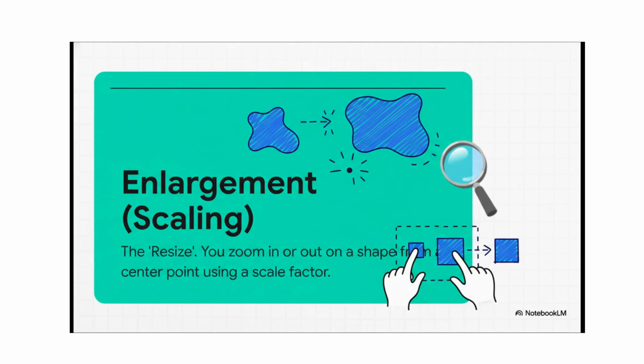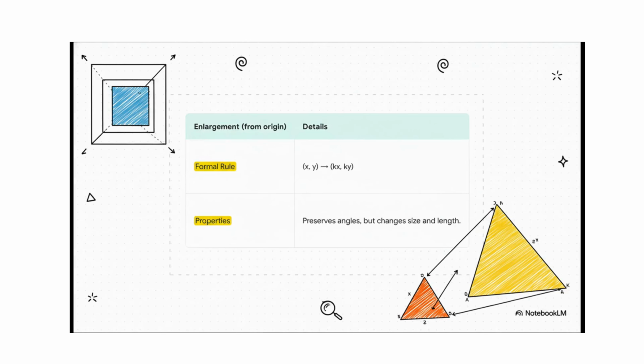And that brings us to our last basic move, enlargement, or what's also called scaling. This is simply the resize. The best way to picture it is just pinching to zoom on your phone. You've got a center point and then a scale factor that tells the shape whether to get bigger or smaller. So the rule here is just simple multiplication.